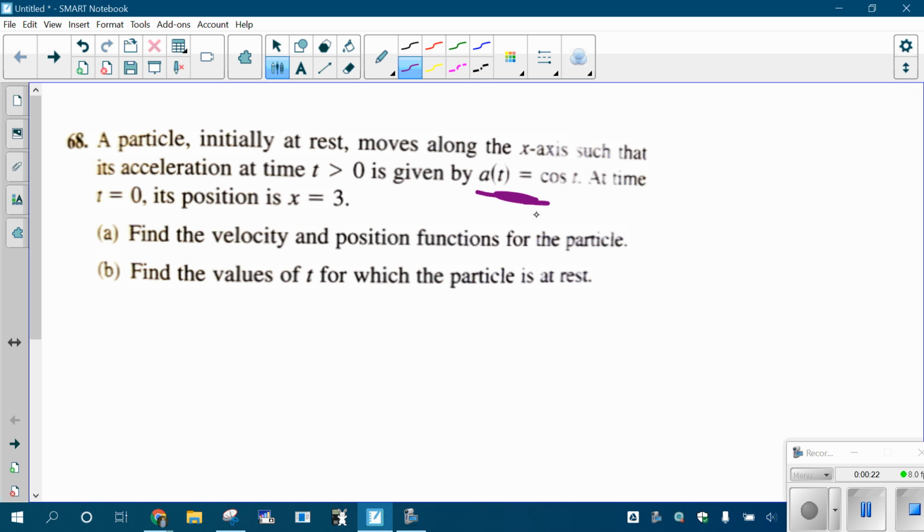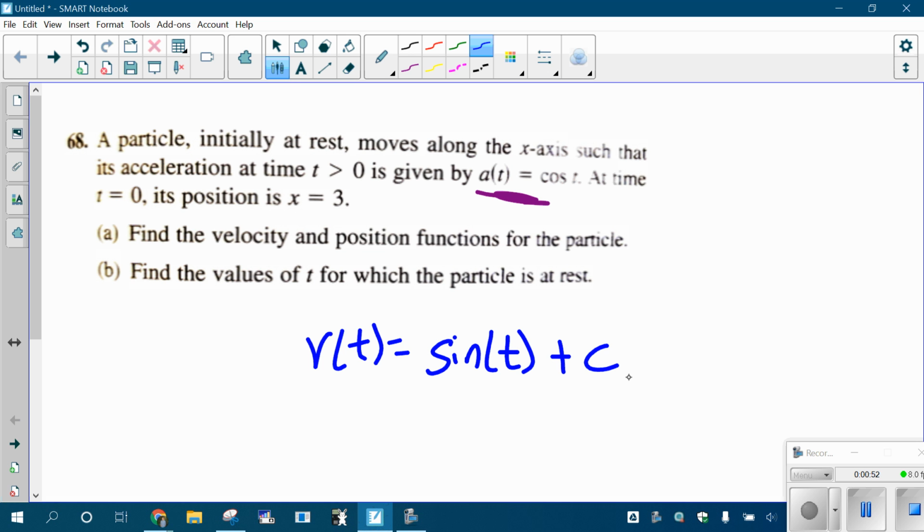Okay, so we have acceleration, and they're asking us in A about velocity and position. The derivative of position is velocity, and the derivative of velocity is acceleration, but they give us the acceleration. So how do we go backwards? Oh, we got this new thing called an indefinite integral, called the antiderivative. So how do you go backwards from acceleration to velocity? You take the antiderivative of cosine. What has a derivative of cosine? Sine.